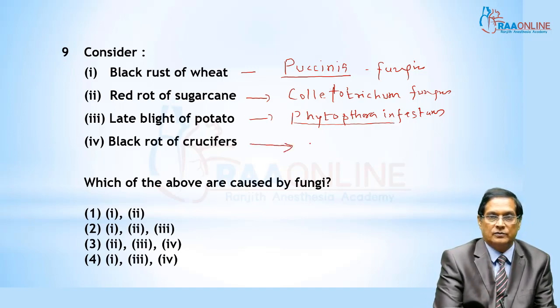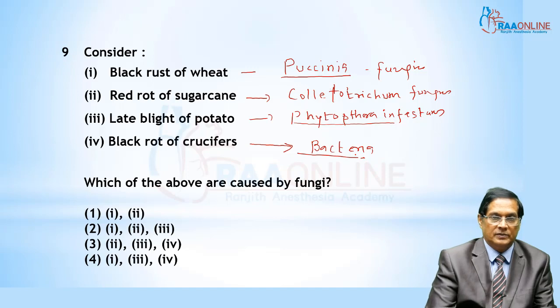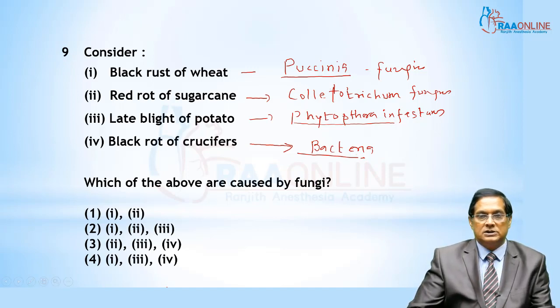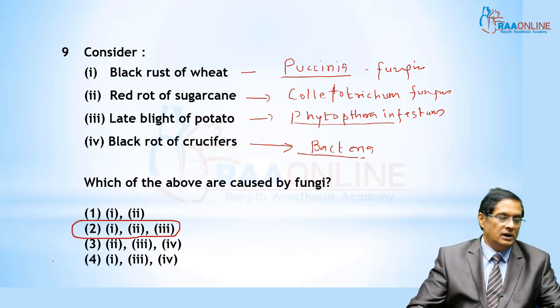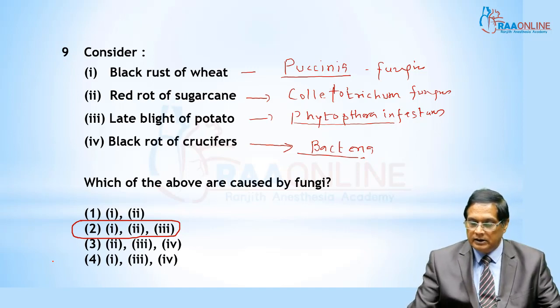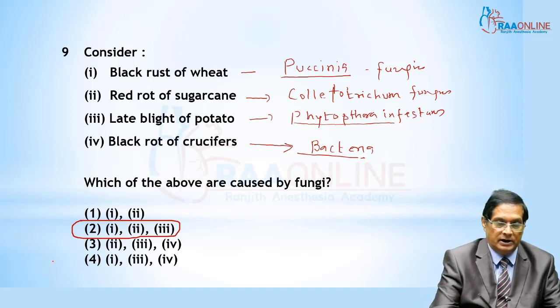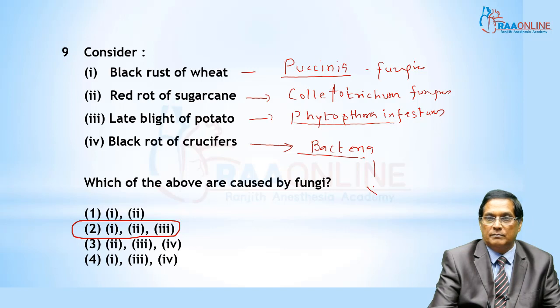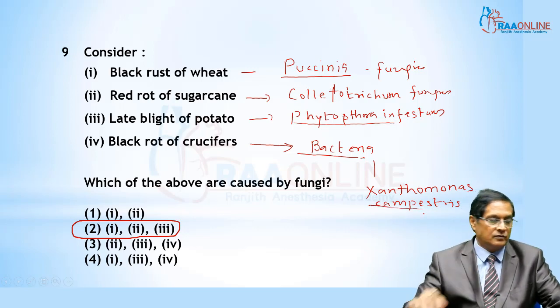Whereas black rot of crucifer is caused by bacteria. Hence, the answer to which of the above are caused by fungi is now quite clear. 1, 2, 3 are fungal diseases. The fourth one is caused by bacteria, Xanthomonas campestris, the name of the bacteria responsible for black rot of crucifers.